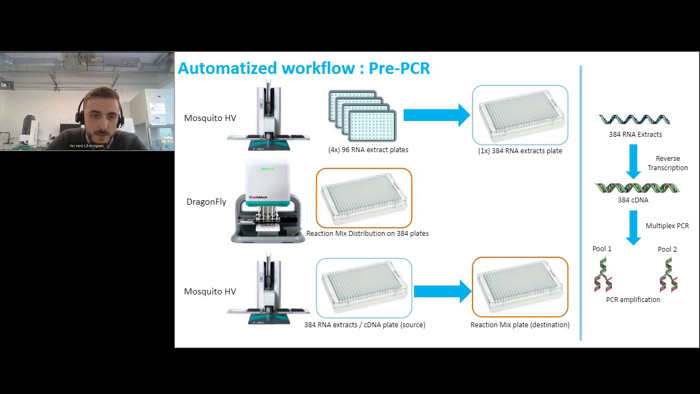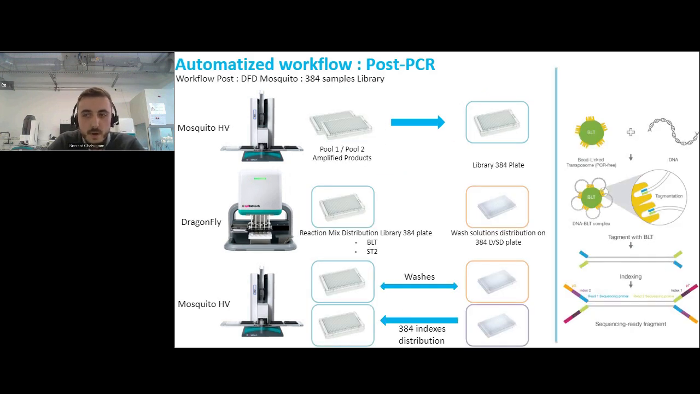For this step, all the different reagents and PCR mixes are distributed by the Dragonfly in 384-well plates with miniaturized volumes. The Mosquito is used to do all pipetting steps in miniaturized conditions, such as the RNA transfer to the cDNA plate or the cDNA transfer to the pooled primer plates. Then we can move to the post-PCR workflow using HSPT automatons.